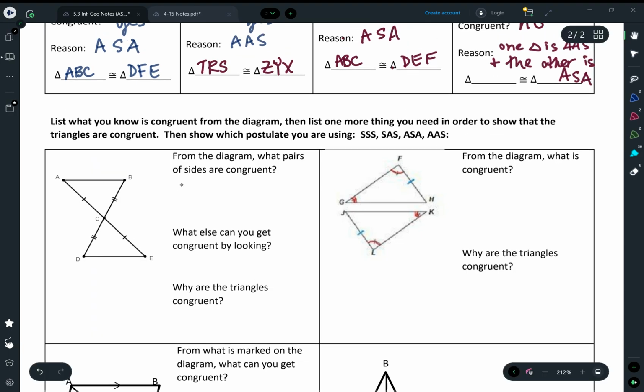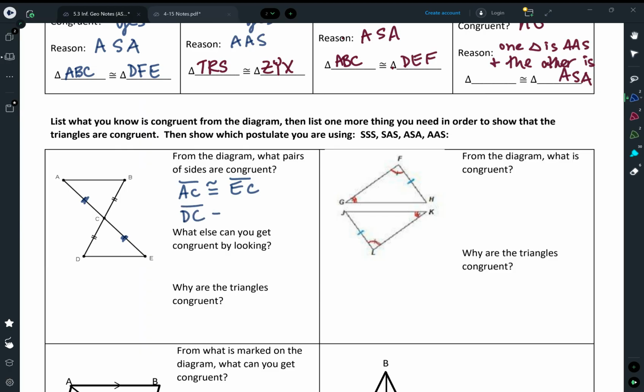Well, we have AC that is congruent to EC. And I can see that with these marks right here. The other sides that are congruent are DC and BC. And those are marked right here. What else can you understand is congruent by looking? Well, we have vertical angles. So my vertical angles are here and here. So that means angle ACB is congruent to angle ECD.